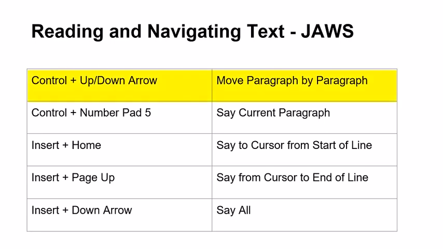Control plus up and down arrow will move paragraph by paragraph. Control plus number pad 5 will say the current paragraph.